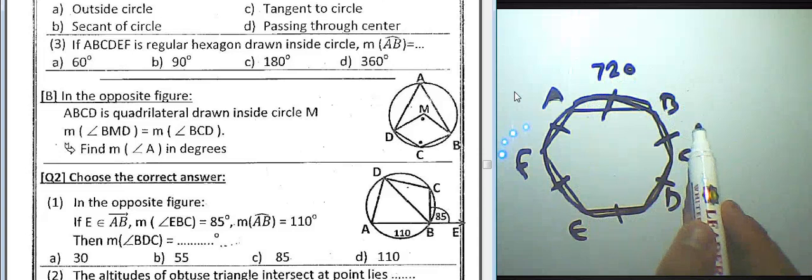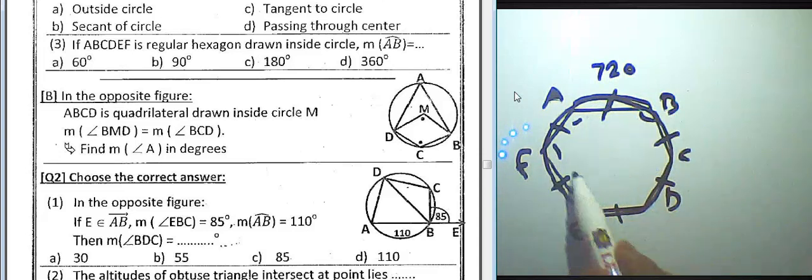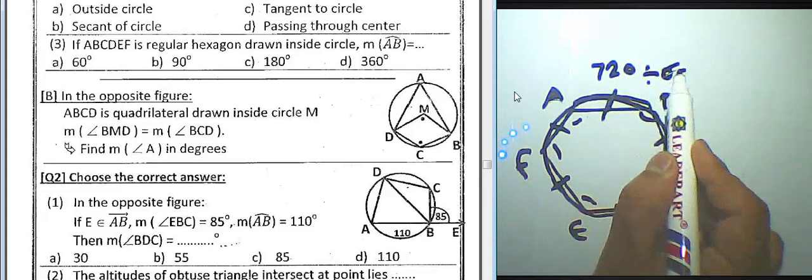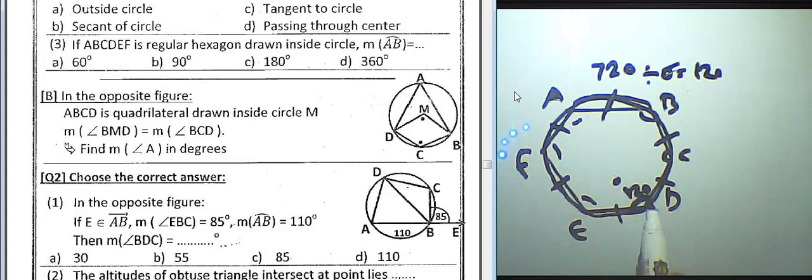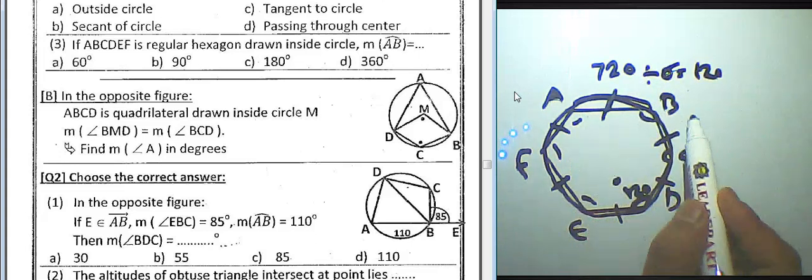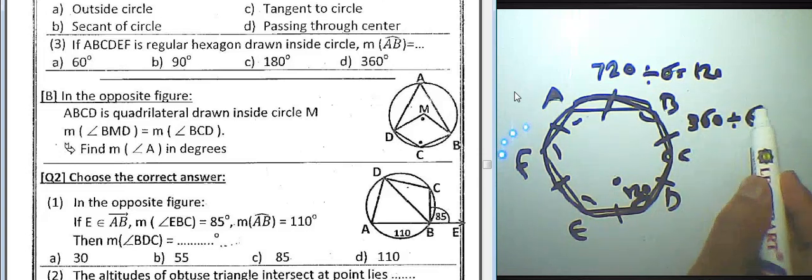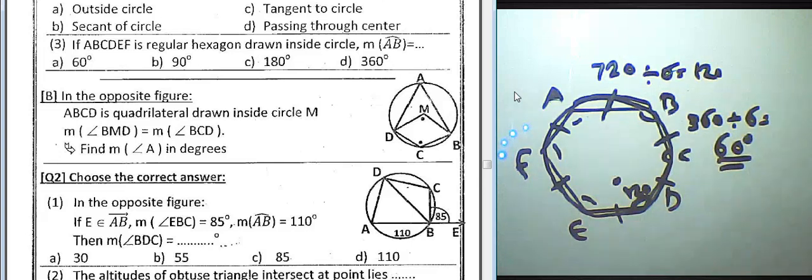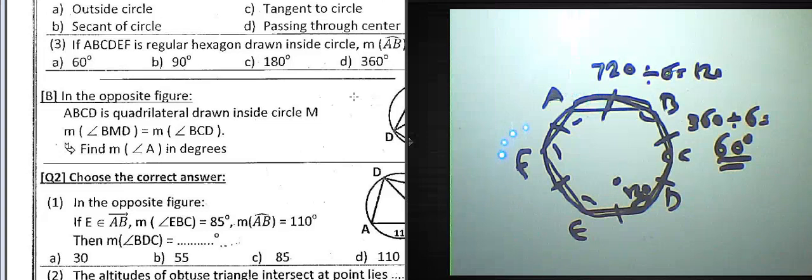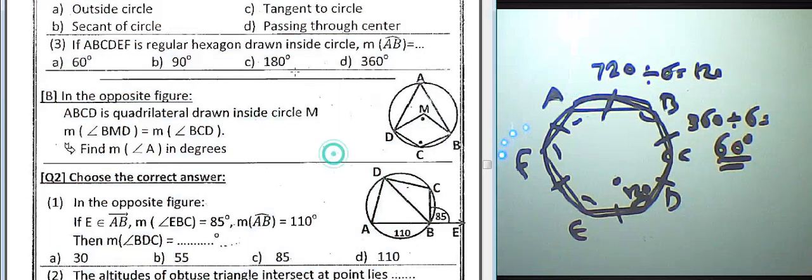Then we can divide 720 by 6; 720 is the sum of interior angles, to find the measure of each angle inside, divided by 6 equals 120 degrees. But he asked about the measure of arc AB. Then you can divide 360, the measure of the circle, by 6. It will be 60 degrees because we divided the circle into 6 equal parts. The result will be 360 divided by 6 equals 60 degrees.